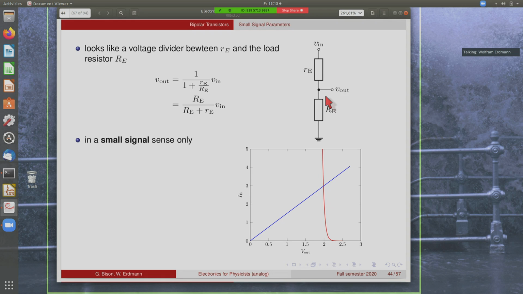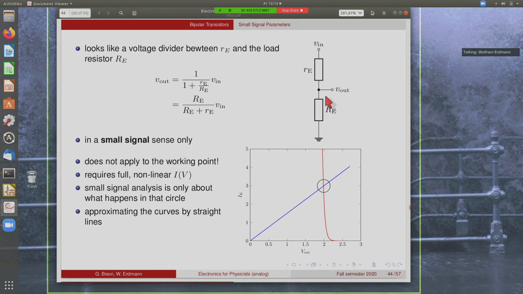This, however, is true only in a small signal sense. So it does not apply to the working point. If you want to find the working point, you really need to go through the full nonlinear curve. But if you want to do a small signal analysis, so you want to see what happens in this little circle, when you move this curve a little bit, how does my output change?